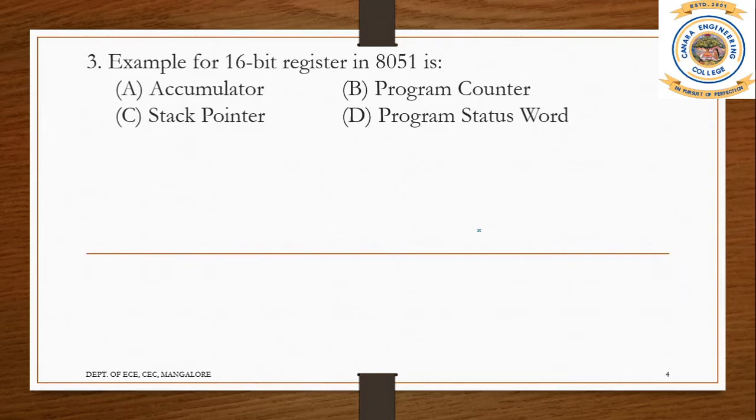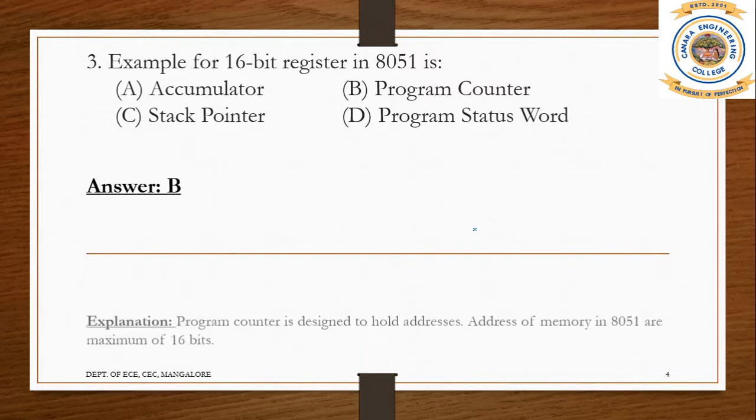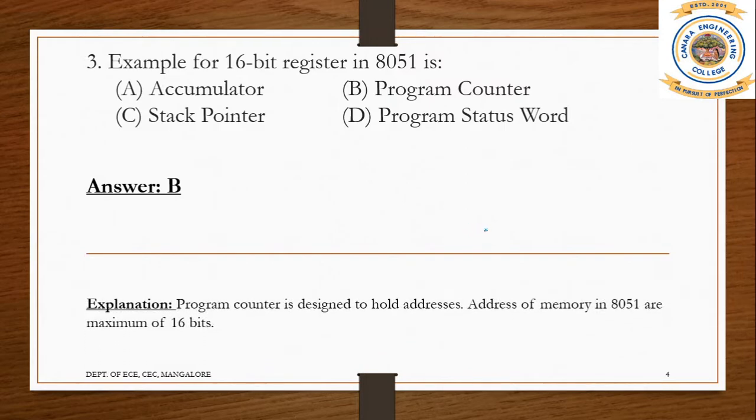Then we have stack pointer. Stack pointer is used to point to stack or internal RAM. Then we have program status word. Program status word is an 8-bit status register which is thoroughly checked during arithmetic operation. So here the answer should be program counter, because program counter is a 16-bit register which is designed to hold the address of the next instruction to be executed.